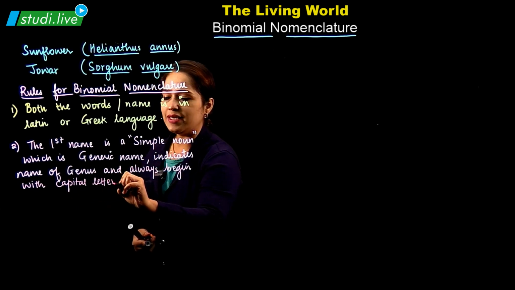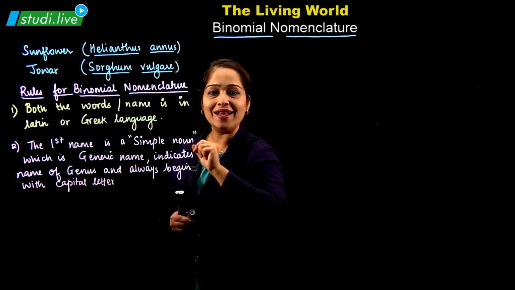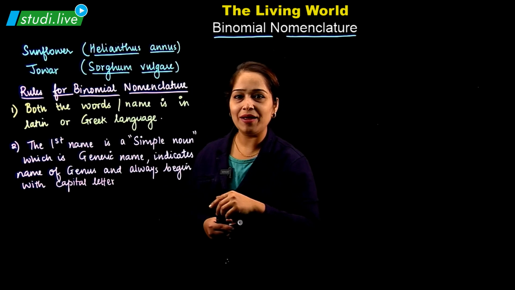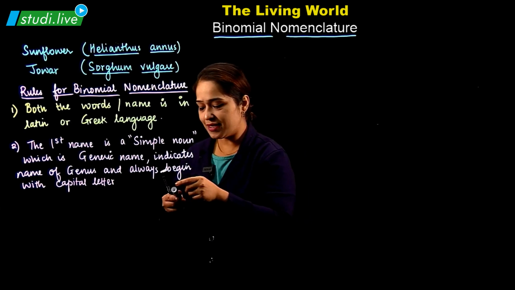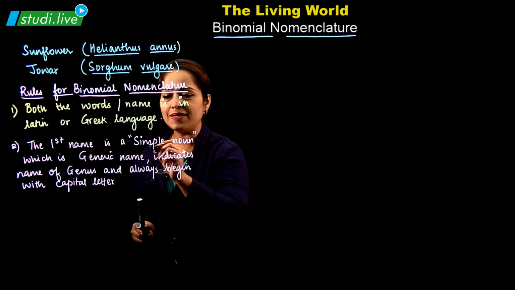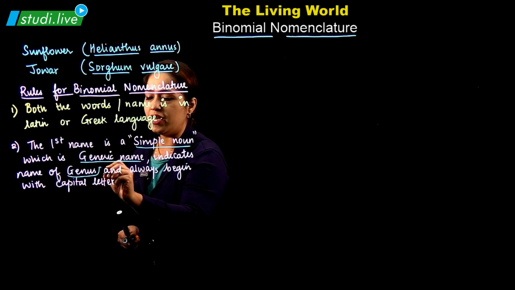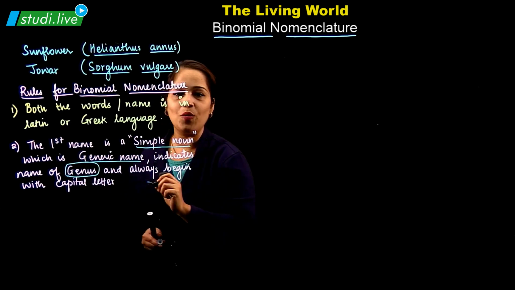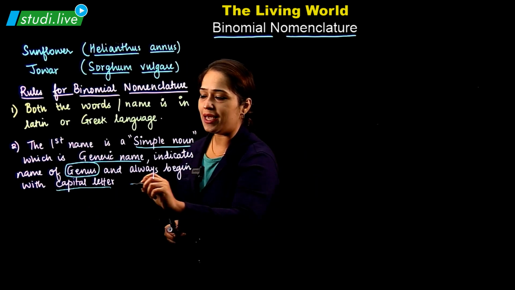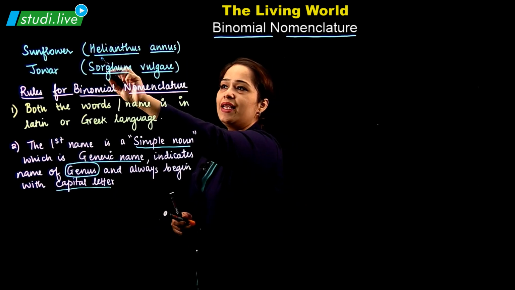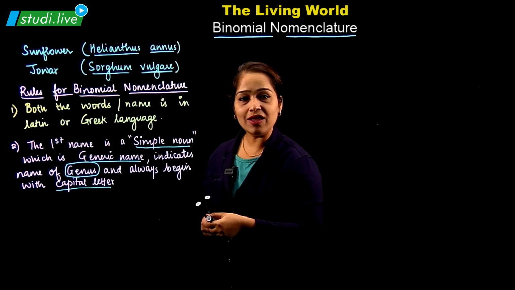As you can see over here, in the above example, we have Helianthus as the generic name or genus name, and in the second example, we have Sorghum. It is a simple noun, the generic name of the genus. It is the most important word, the name of the genus, and always begins with a capital letter. So you can see Helianthus H is capital and Sorghum S is capital. Let us see the third rule.